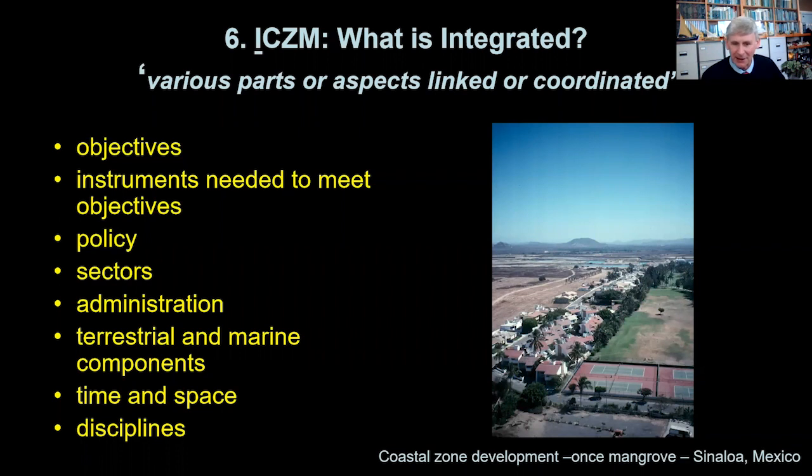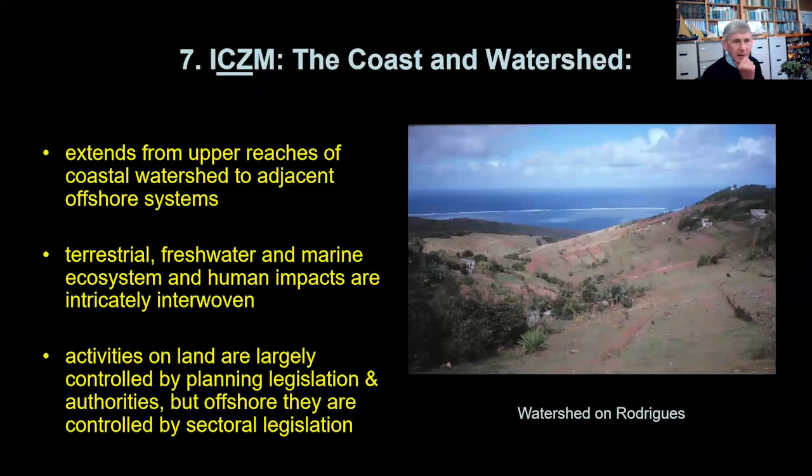And at the moment, there's a clear boundary there. But of course, how's that going to change? And what are the implications of the changes that are going to occur? So the coastal zone, if we define that, and we're really talking about the coast and the watershed, it extends from the upper reaches of the coastal watershed to the adjoining offshore systems.